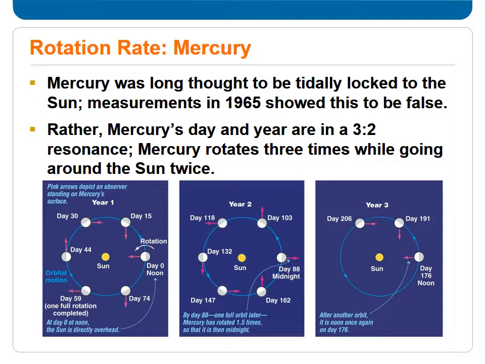Mercury was long thought to be tidally locked to the Sun. Measurements made in 1965 showed this to be false. Rather, Mercury's day and year are in a 3-to-2 resonance. Mercury rotates 3 times while going around the Sun twice.